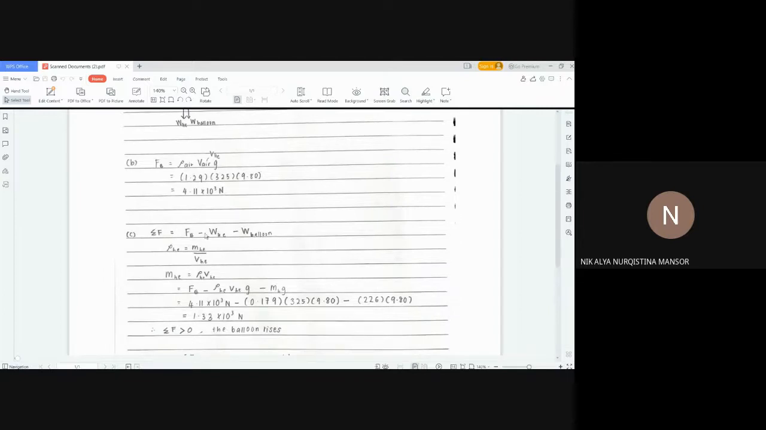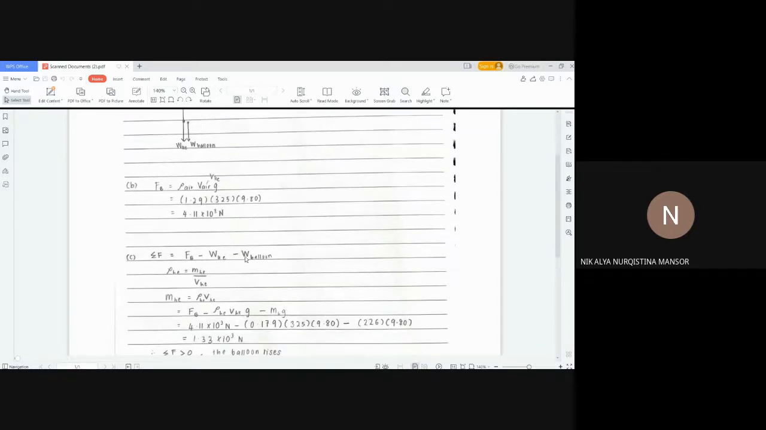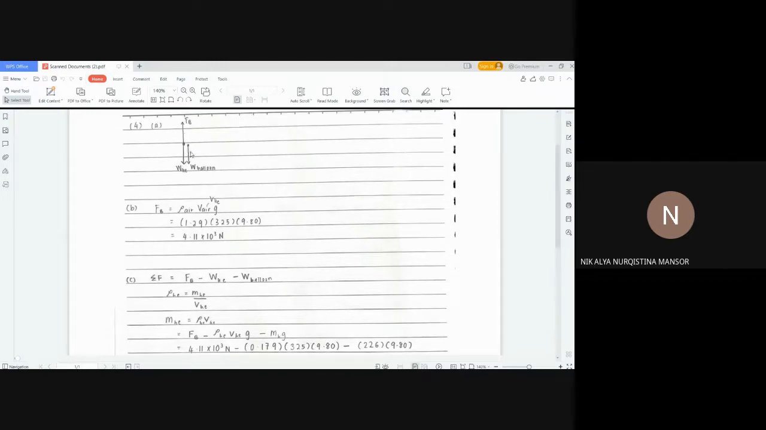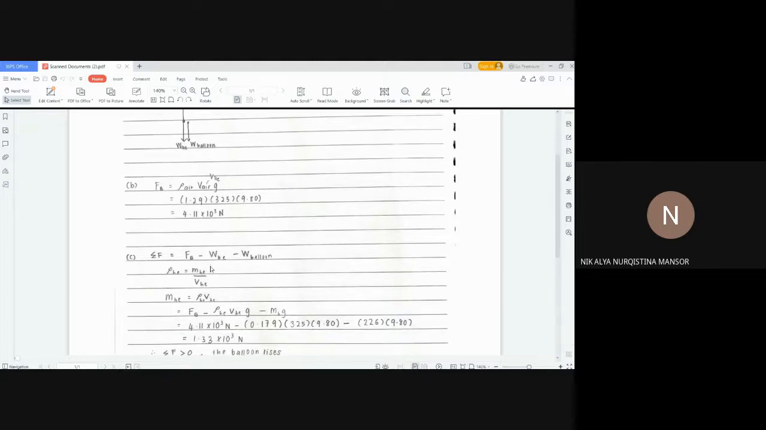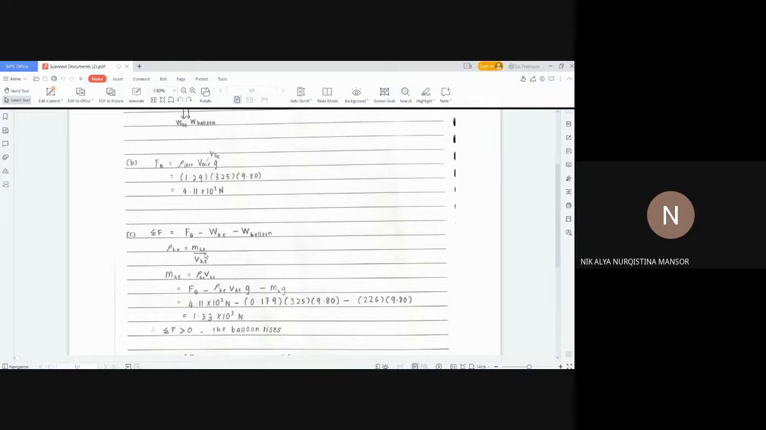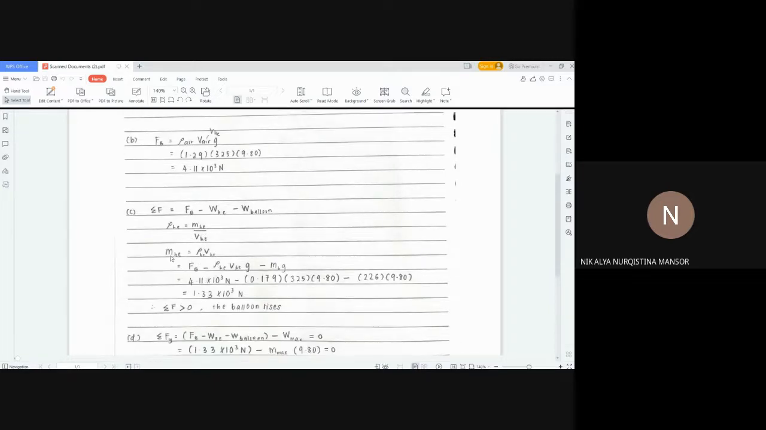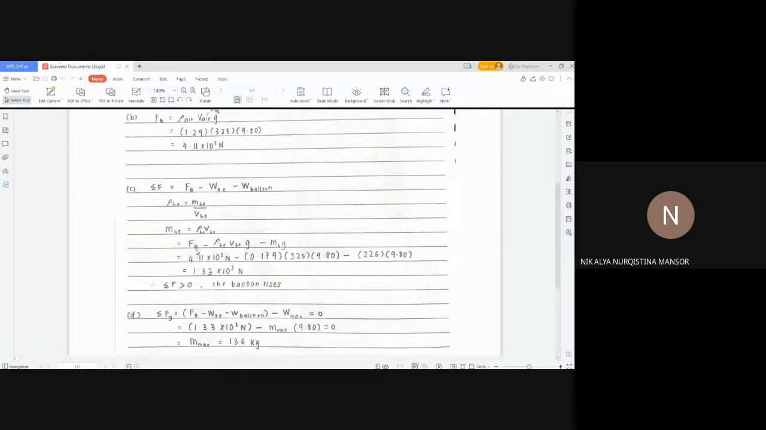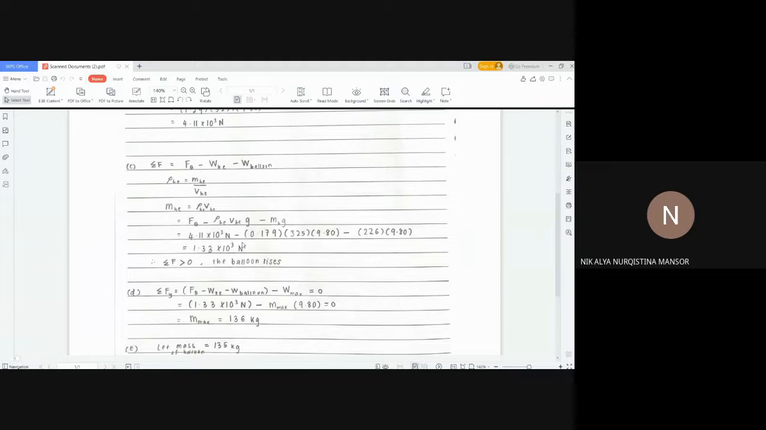Untuk soalan C, disuruh cari net force on the balloon and determine whether the balloon will rise or fall after it is released. Saya buat summation of F, buoyant force minus dengan weight of helium dan juga weight of balloon sebab dia downward, dia tolak. Lepas tu mass of helium kita tak tahu, so saya buat density of helium equal to m over v of helium. So mass of helium equal to density helium multiply with volume helium. Lepas tu saya masukkan dalam formula ni, buoyant force saya ambil yang tadi, minus dengan 0.179, 3.25, 9.8 minus 2.26 darab dengan 9.8. Dapat 1.33 darab 10 kuasa 3 Newton.